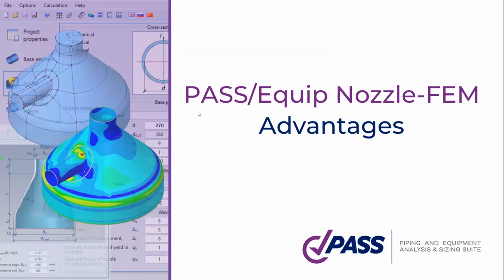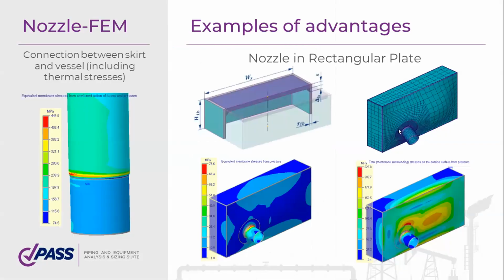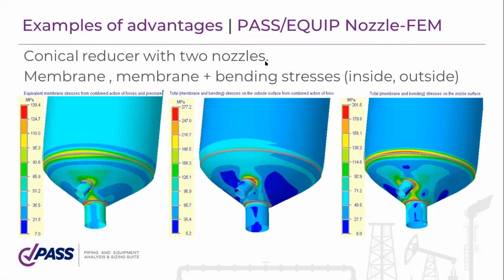Okay, some pictures with advances and some interesting models. For example, this is how hydrostatic pressure is influenced. You can see different levels of stresses. Here you have some models with flat surface, or this is, for example, for membrane stress, because of connections of skid and the vessel. Also, this is an interesting configuration. Here is a conical reducer with two nozzles, with different membrane and bending stresses, different combinations of stress components.